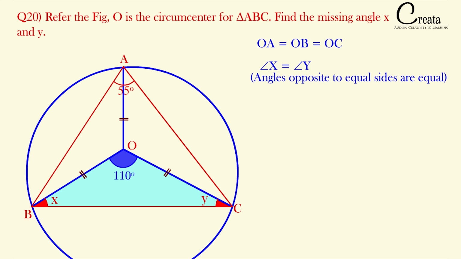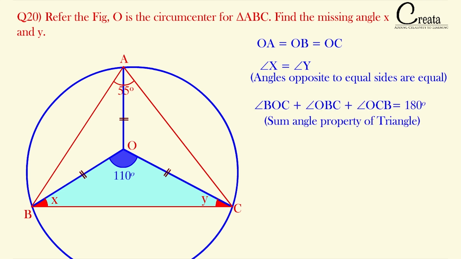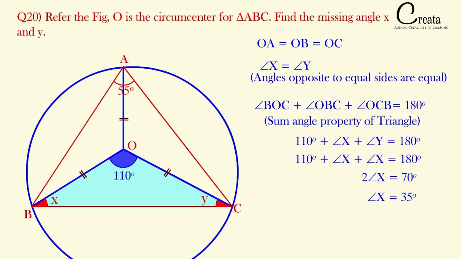Two angles of this triangle are equal, and the third angle we have calculated as 110 degrees. Now we can easily apply the angle sum property of the triangle. That is, the sum of three angles of a triangle is 180 degrees. On putting the value and solving, we got angles X and Y as 35 degrees. That is the answer of the question. Got it?